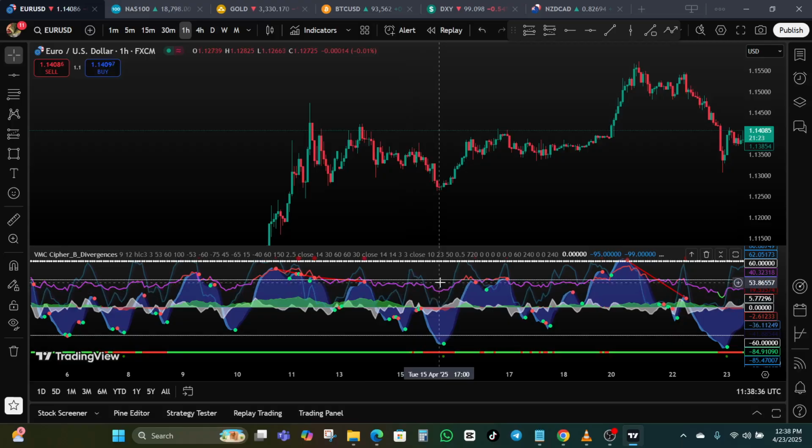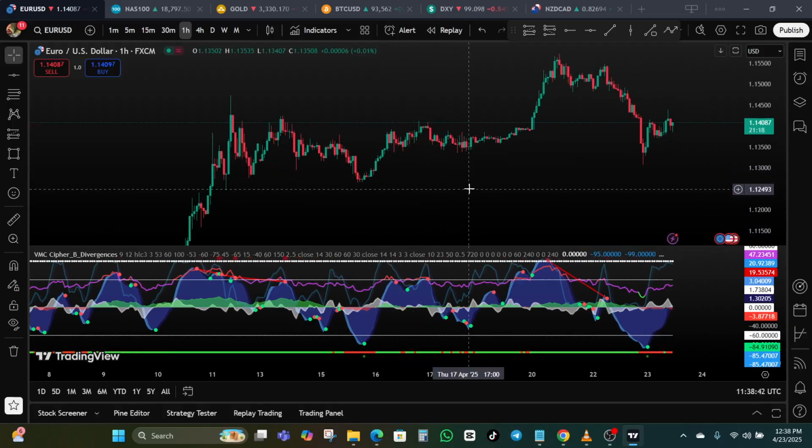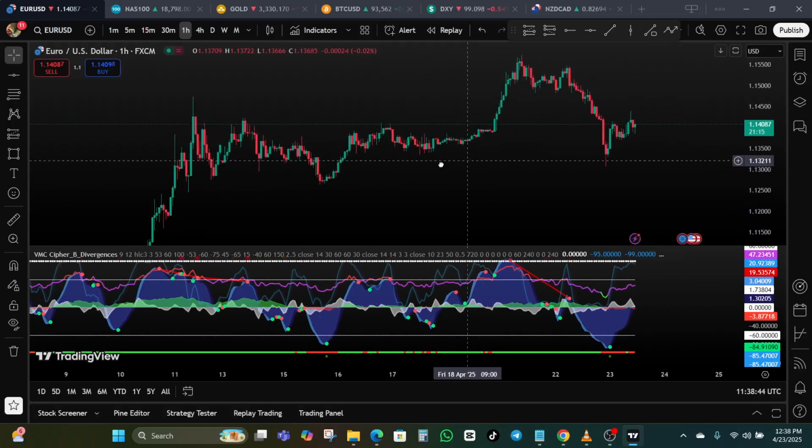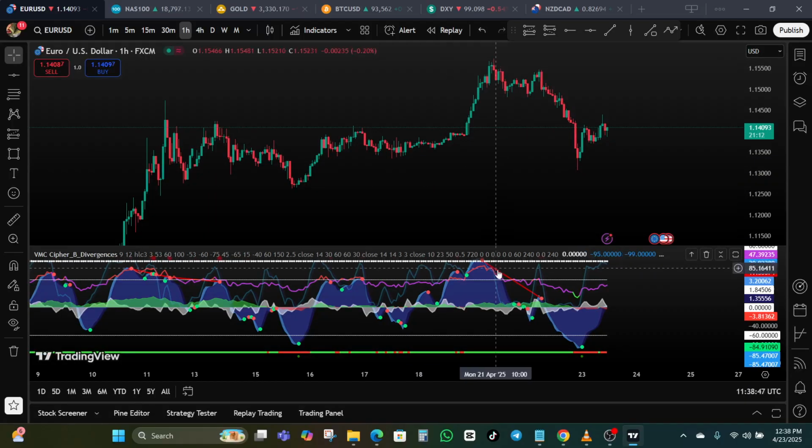Now, the core idea is this: when price is making new highs or lows, but the indicator is not, you've got a divergence. You can see we had a divergence signal around here. The indicator identified that for us. And you can see yet another divergence around here. This means momentum is no longer supporting the move, and a reversal or correction is likely.